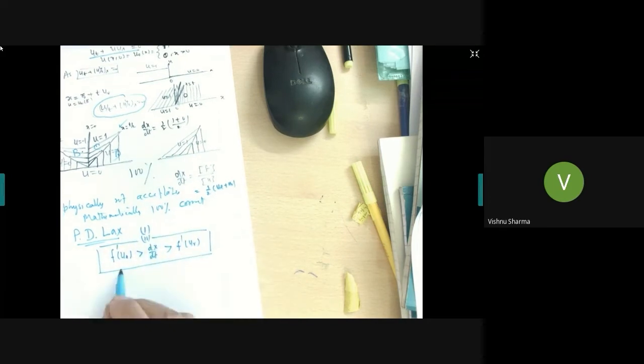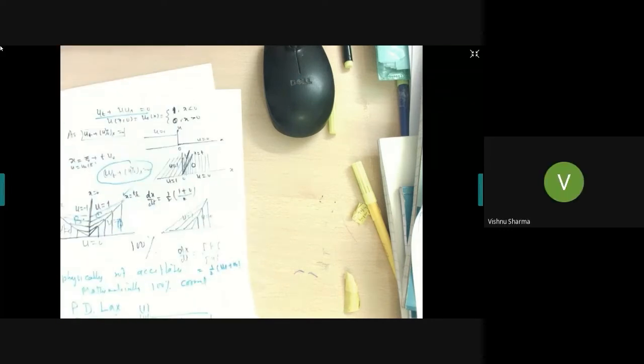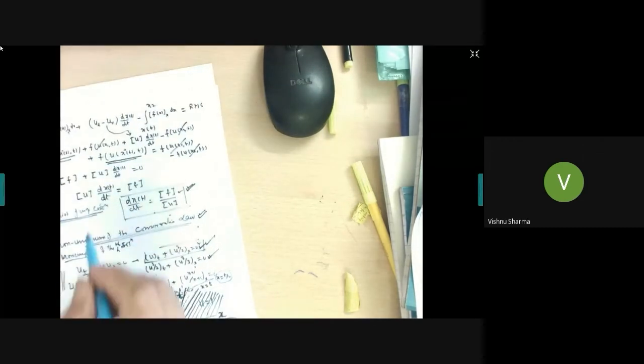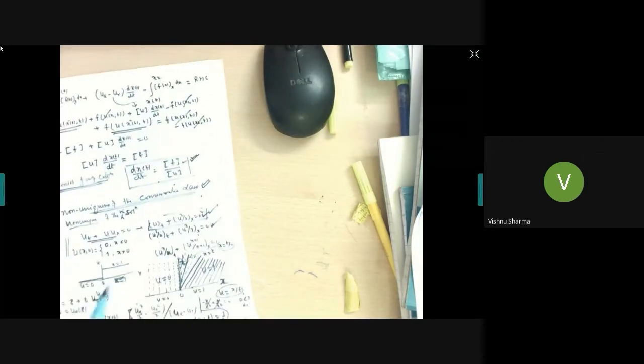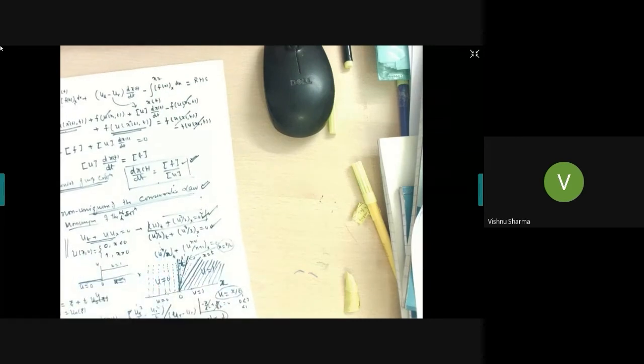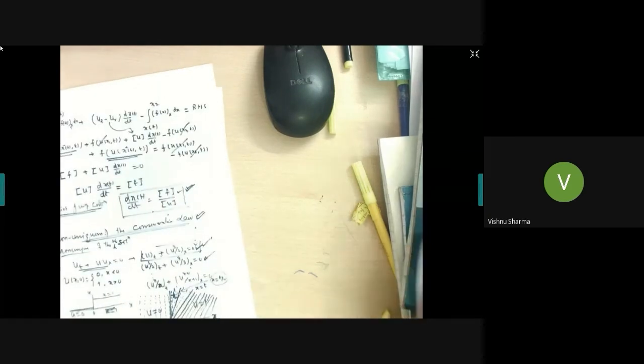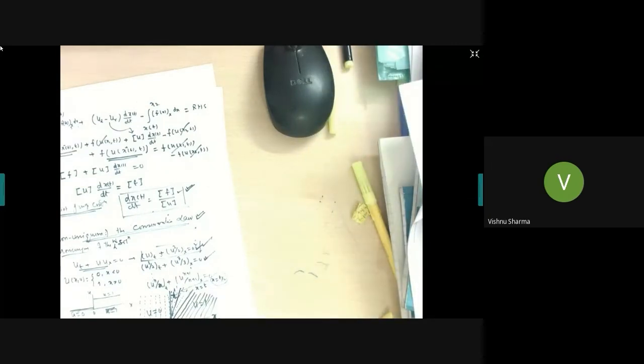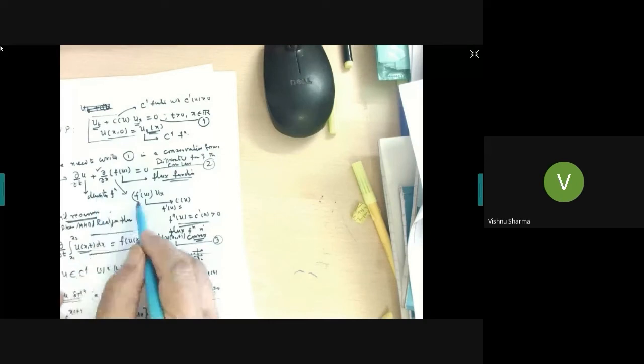What it says is the characteristic speed on the left, f dash ul, basically. What is f dash ul? You see, this is what I've written somewhere: ut plus f dash ux. What is dx dt now? It is c dash u, which is nothing but f dash u. So this is the characteristic speed.